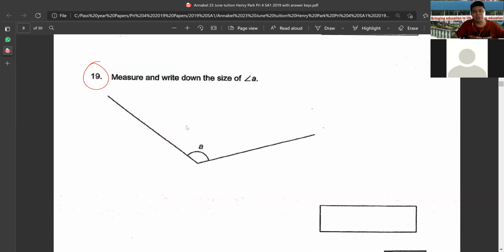Measure and write down the size of A. You know how to use a protractor, right? So that will give you, what's the degrees? My answer for this question is 130, but the correct answer is 127. So a protractor, you need to read to the nearest degree. Very hard to explain here how to use it. So you should get 127 now.